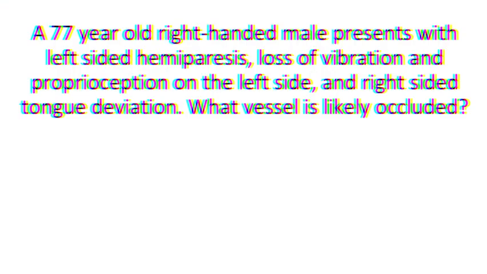A 77-year-old right-handed male presents with left-sided hemiparesis, loss of vibration and proprioception on the left side, and right-sided tongue deviation. What vessel is likely occluded? One of the most prominent clues of this question is right-sided tongue deviation. We've only learned about one vessel that, when occluded, can result in damage to the hypoglossal nucleus, which can cause tongue deviation. Recall that the anterior spinal artery, or ASA, supplies blood to this region, which explains the patient's deviated tongue. Remember from section 3 on cranial nerves that damage to the hypoglossal nucleus results in tongue deviation to the ipsilateral side, so we can deduce that the right ASA must be occluded.